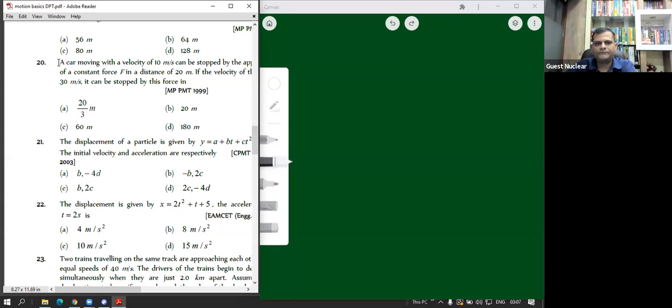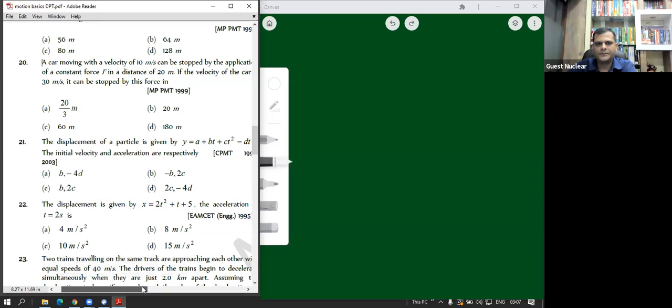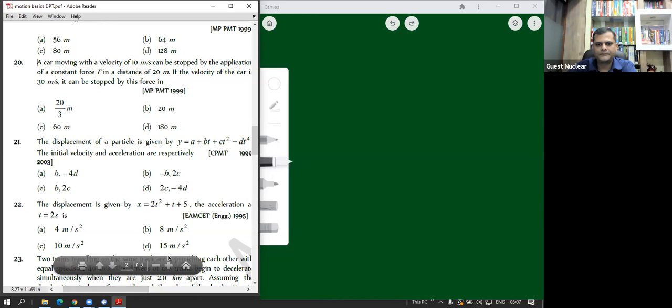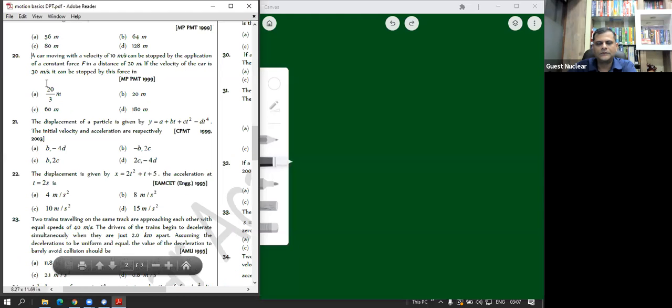So see here, the question number 20. Just read it once. If a car moving with a velocity of 10 meter per second can be stopped by the application of a constant force F in a distance of 20 meter, then if the velocity of car would be 30 meter per second, then it can be stopped by this force in what distance? That is to be found out. So see here, it's very simple.